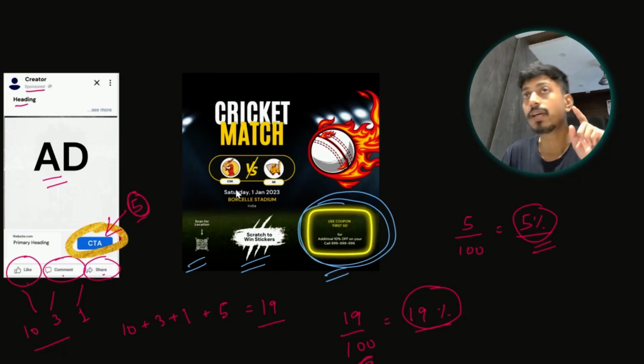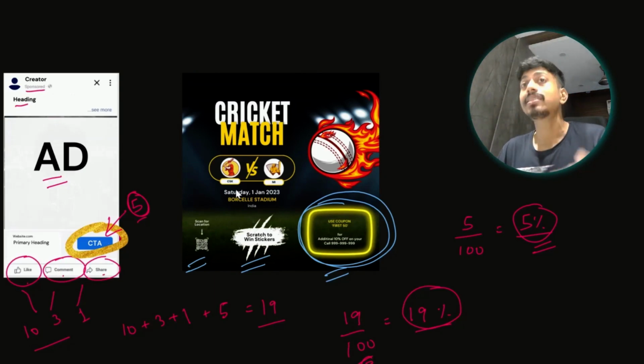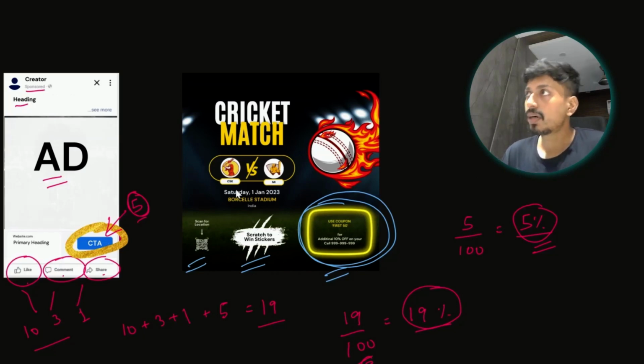Because people who are clicking on the CTA are likely to land somewhere, maybe your landing page or your sales page, where they are going to make a purchase. Maybe they are going to give their email ID, phone number, or make some kind of transaction with you that will bring them toward buying from you. So that is what is important here, 5% and 19%.